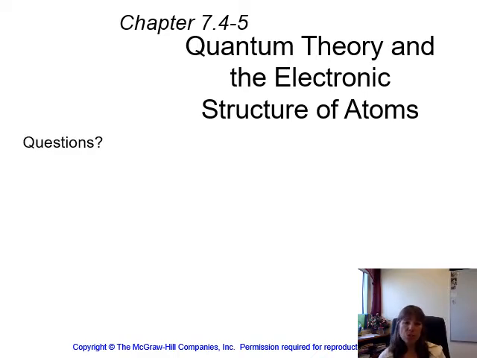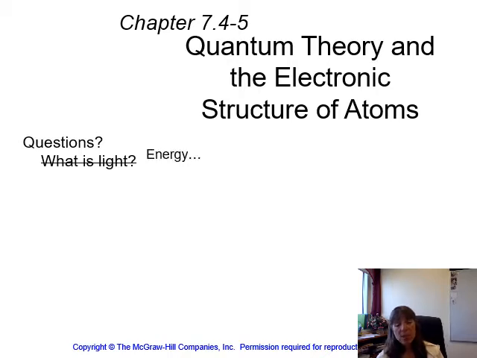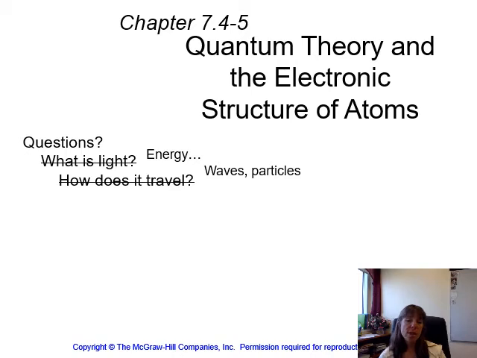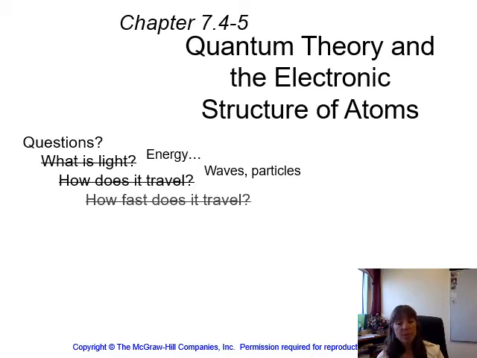We've gone through some questions, and those questions are, what is light? And that was kind of in the beginning, two or three sections of this chapter. It's energy, right? Light is a form of energy in the form of photons of light, which we learned about. How does it travel? It travels as waves and particles. Bohr was studying that, as well as Planck, yes, was studying that as well. Waves, particles, Einstein was looking at that with the photoelectric effect.